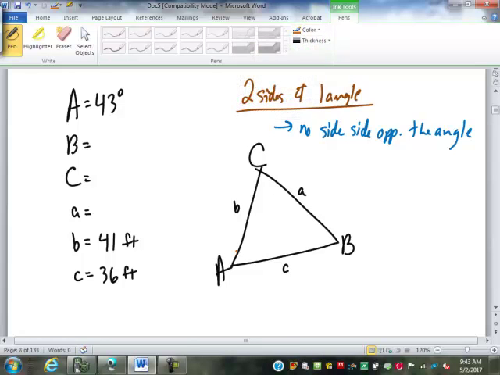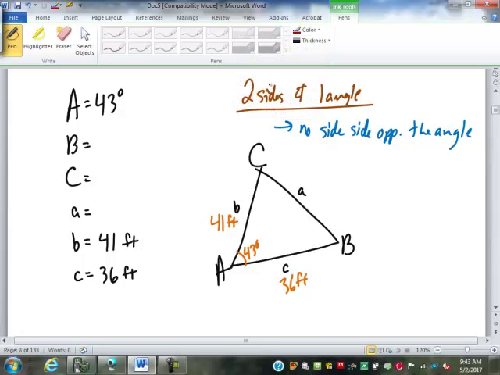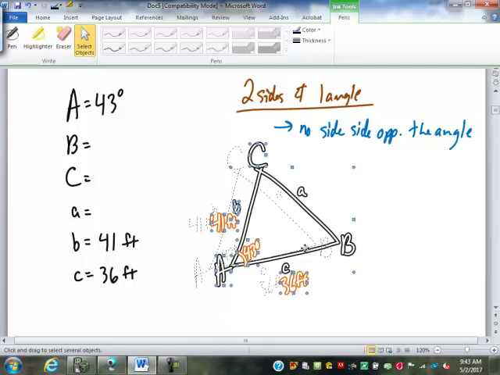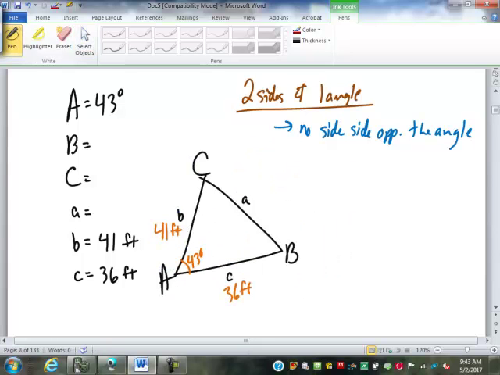I have this angle here is 43 degrees. I have this side here is 41 feet. This side here is 36 feet. I don't have a side and its opposite angle, so I cannot use the law of sines here, which means I must use something different. That something different is the law of cosines.